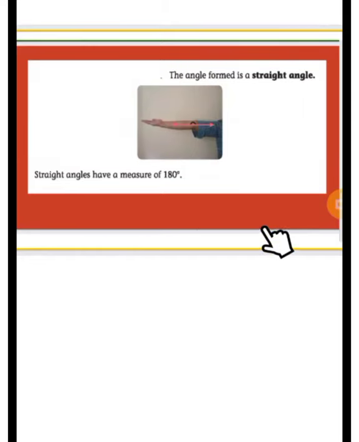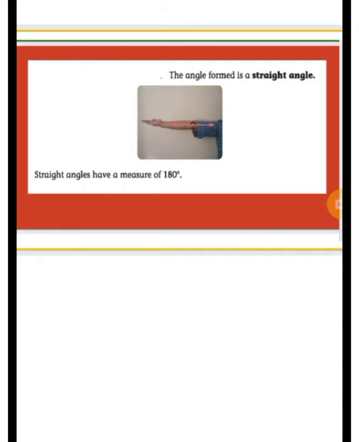Here the next one is the angle formed as a straight angle. When you stretch your hand like this, this is called a straight angle. Straight angle has a measure of 180 degree. Okay, so this is a straight angle.